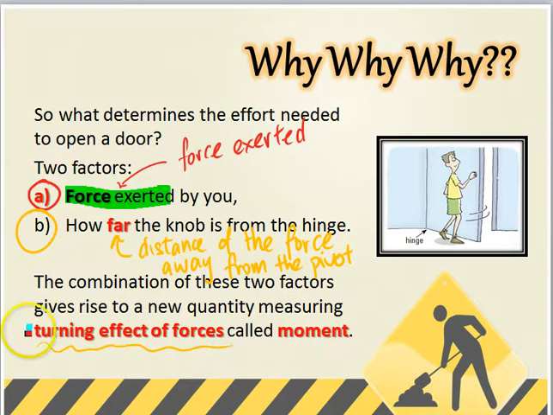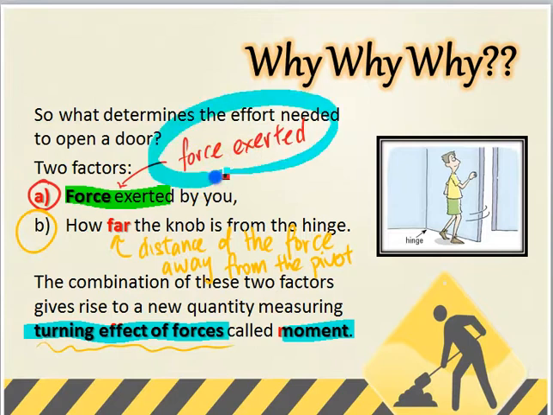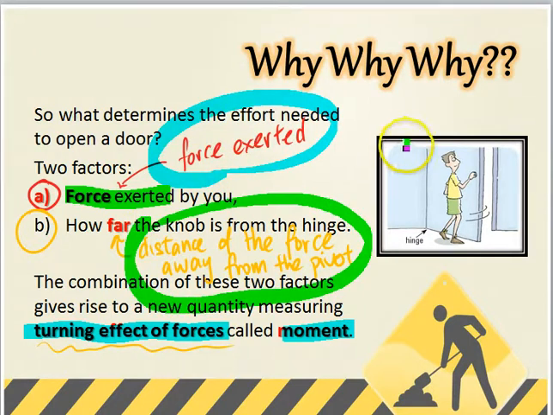Okay, let's use a nice blue color. And this is actually termed as moment. So the turning effect of a force, okay, is dependent on two things. One is the force exerted. The other one is the distance of the force away from the pivot. Okay, these two factors combined together will tell you how much turning effect of the force there is.